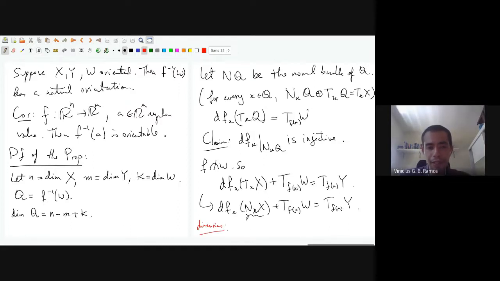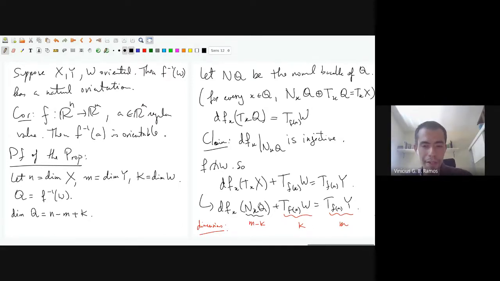This guy has dimension m minus k. This guy has dimension k. And this guy has dimension m. Okay? This is the normal bundle to Q, not to X. Because Q has dimension n minus m plus k, the normal bundle has to have dimension complementary to that inside of X. So it's n minus this thing. So the dimension of the normal bundle has to be n minus the dimension of Q, so it's m minus k. Okay.